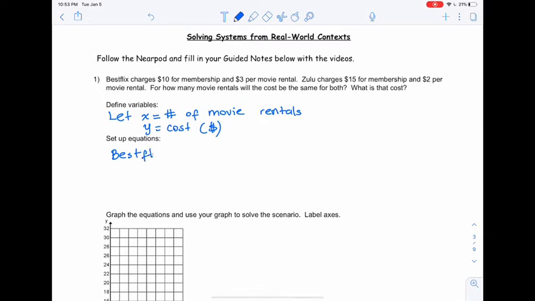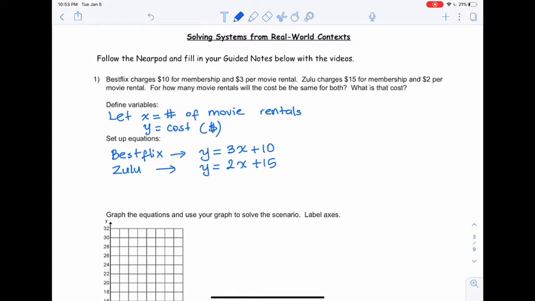For BestFlix, our equation will be y is equal to 3x plus 10, since it charges $3 per movie and it has $10 for membership, the initial value. And for Zulu, it is going to be y equals 2x plus 15, since it charges $15 for membership and $2 per movie rental.